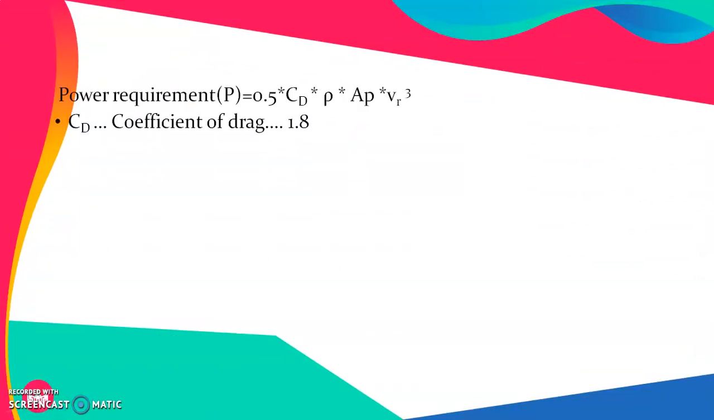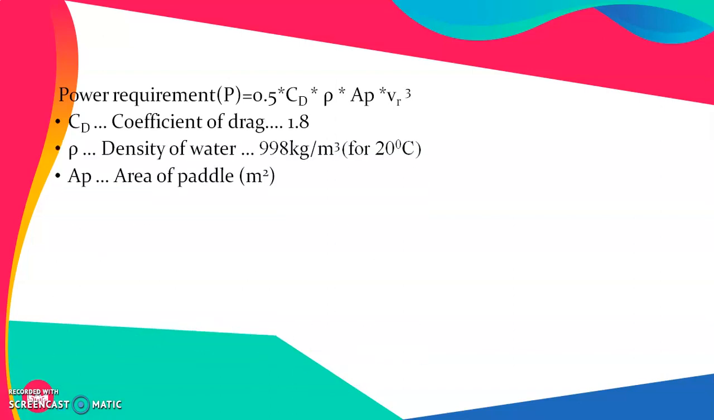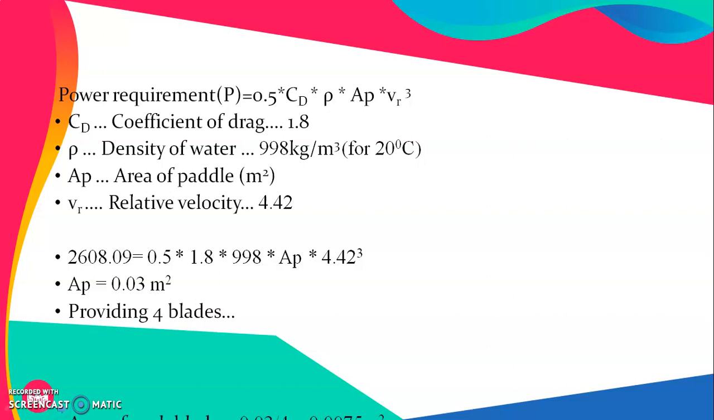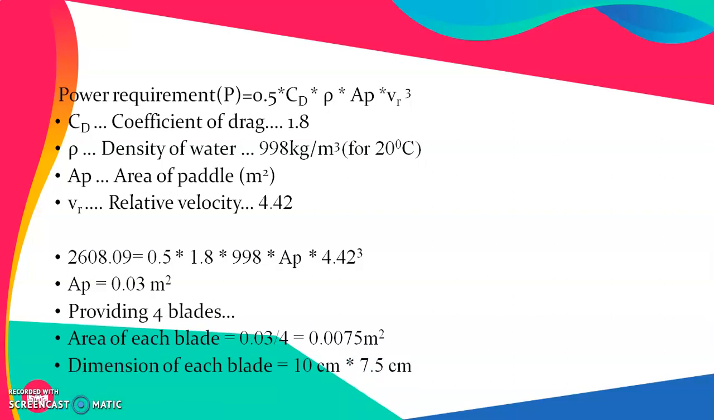So we can calculate the area of paddle or blade using the power requirement. We already have calculated the power. So putting all these values into the equation, we will get the area of paddle as 0.03 meter square. So we'll assume that we are providing 4 blades. So the area of each blade will be 0.0075 meter square. And the dimensions for each blade will be 10 centimeter by 7.5 centimeter.